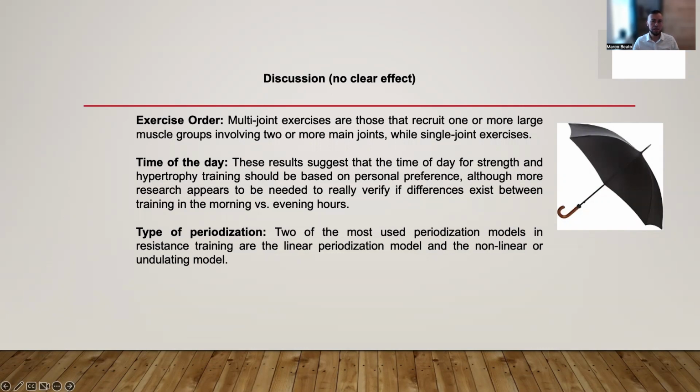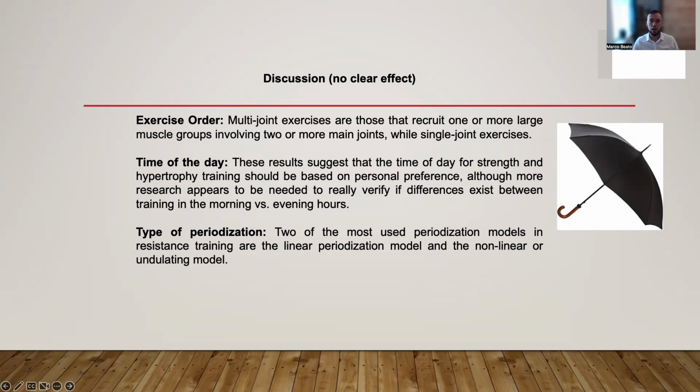A second point is the time of the day when you can have the training. The time of the day in which maximum performance is reached is called acrophase. Previous research concluded that hypertrophic adaptations were similar regardless of the time of the day the training sessions were located. You can find more information in this paper, but overall, these results suggest that the time of the day for strength and hypertrophic purposes should be based on personal preferences.